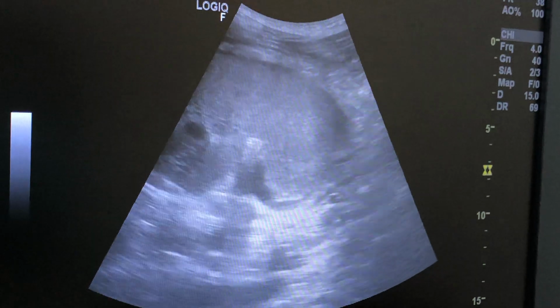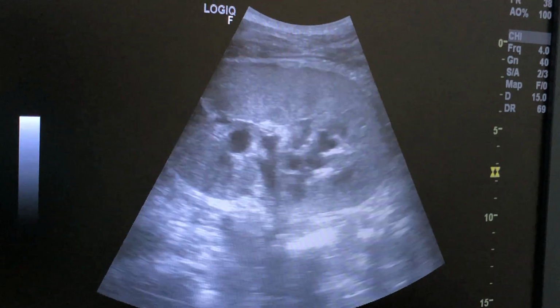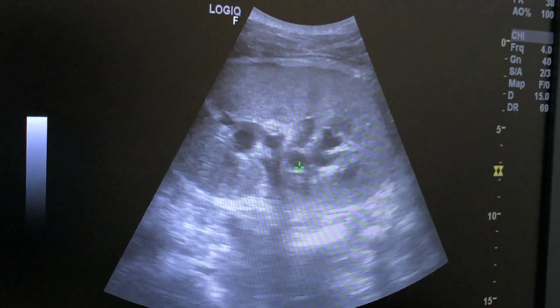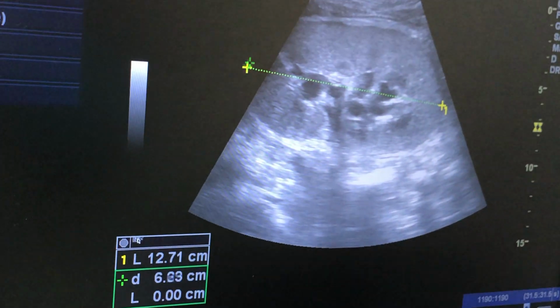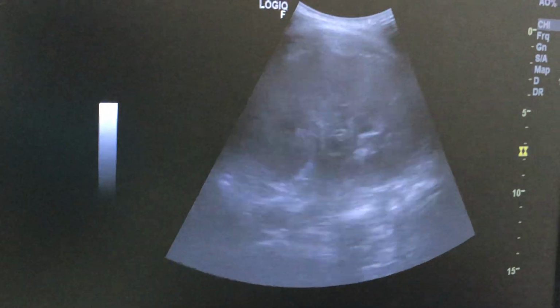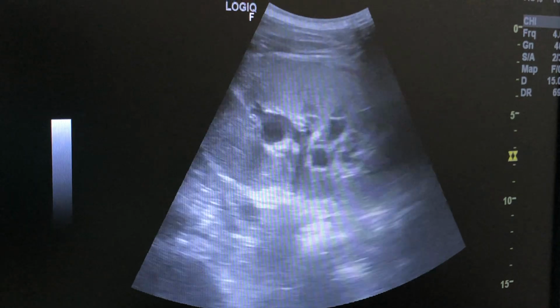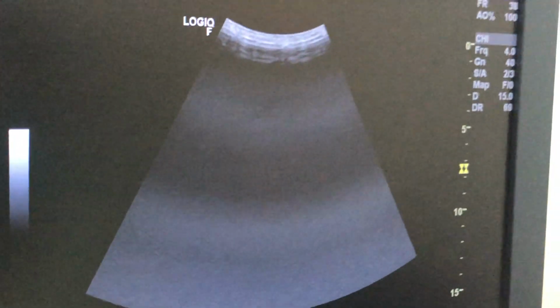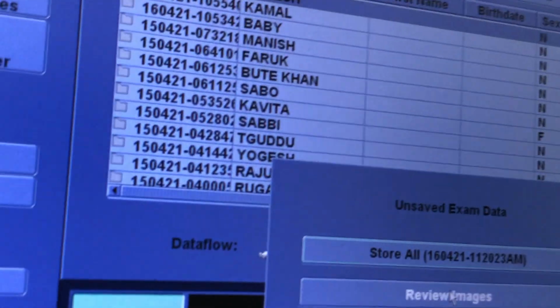I had already examined, and this kidney is diffusely swollen, and it was measuring around 13 by 7 centimeter. And here there are some images.